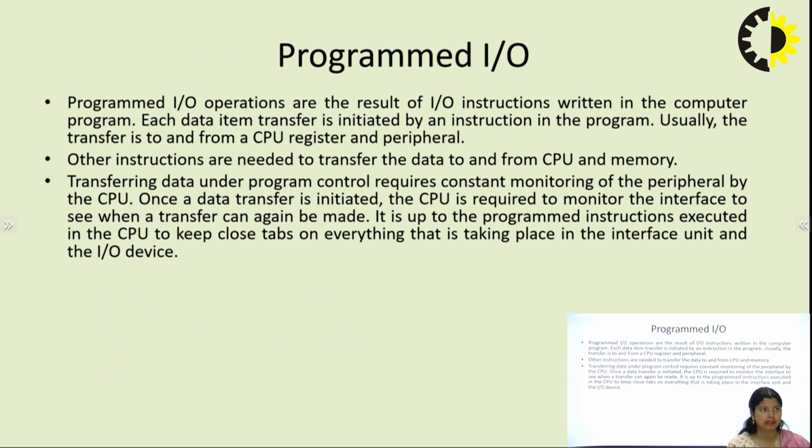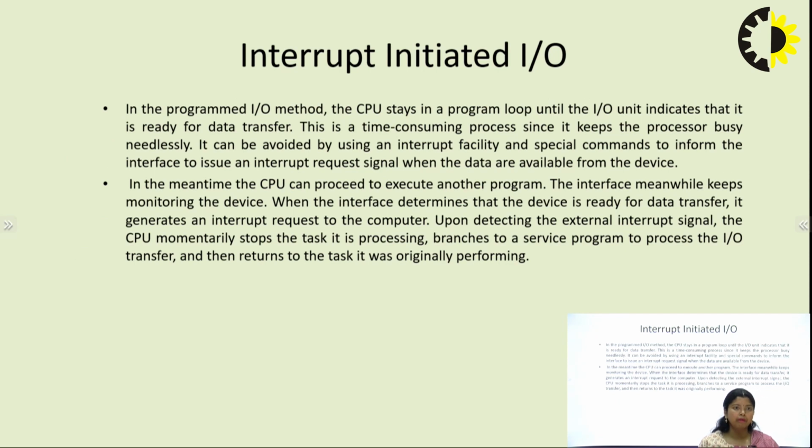Let's discuss. The first is the programmed I/O. In programmed I/O operations, the I/O instructions are written in the computer program. Each data item transfer is initiated by an instruction in the program, so it goes to the processor and then the processor sends this particular data to the memory. Other instructions are also needed to transfer the data to the CPU and the memory. So, transferring the data from peripheral devices through the CPU to the memory is done with the help of this particular mode of transfer, that is the programmed I/O, the first.